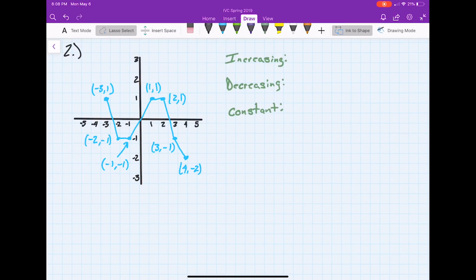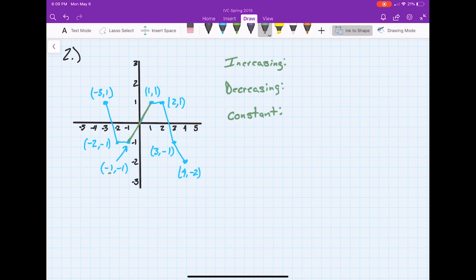For number 2, I've already written the increasing, decreasing, constant section here. But let's look at increasing first again, and we see it's just this portion right here from negative 1 to 1. So I'll just write that down, negative 1 to 1. And then we'll look for the decreasing section. Again, we have two sections for decreasing. This is the first one from negative 3 to negative 2. So I'll write that down so I don't forget. Negative 3 to negative 2. And then we have another section from 2 to 4, so from this 2 right here to this 4. So we'll put that in the decreasing section here as well: and 2 to 4.